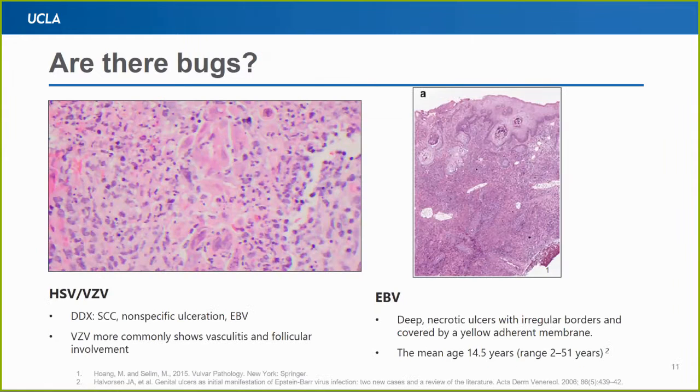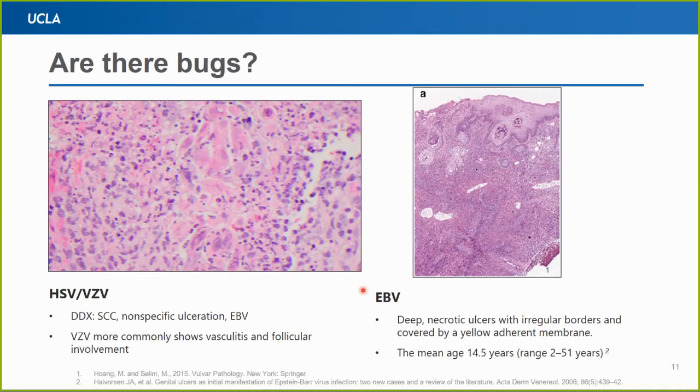HSV and VZV can be obvious when cells with nuclear molding, multinucleation, or margination of chromatin are identified, but it can be quite challenging when the lesion is ulcerated and the viral changes are rare. In cases of nonspecific ulcerations, I always check the chart for lesional HSV PCR, and if it was not performed, then I often get IHC, immunohistochemical stains, for HSV or VZV. It can be quite challenging and subtle on H&E.